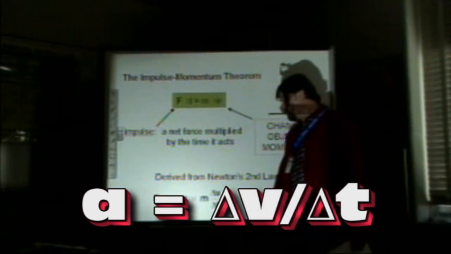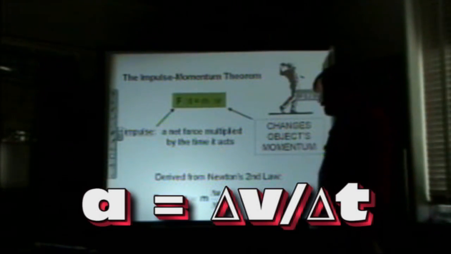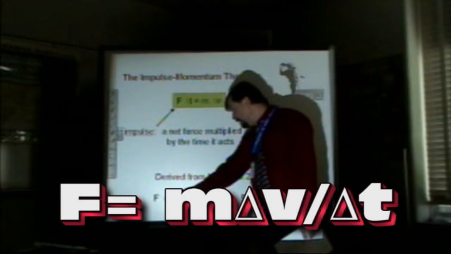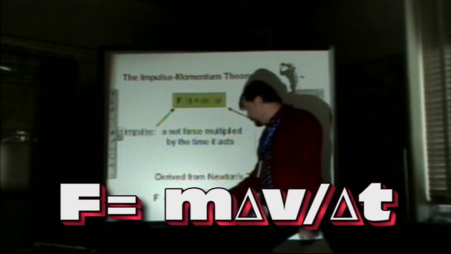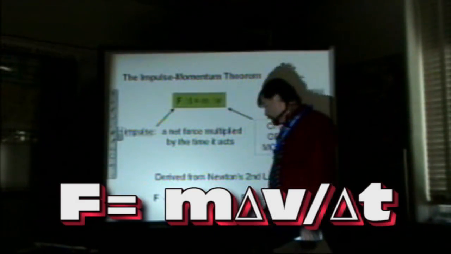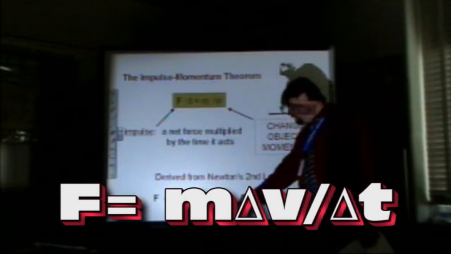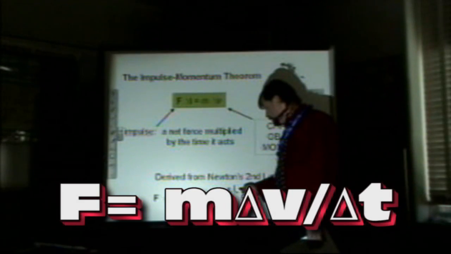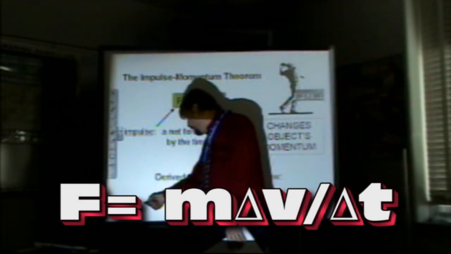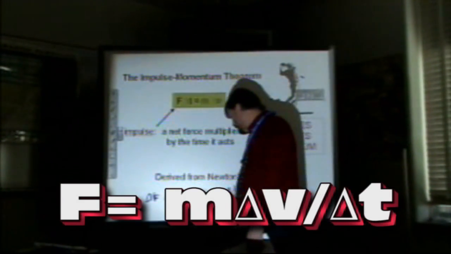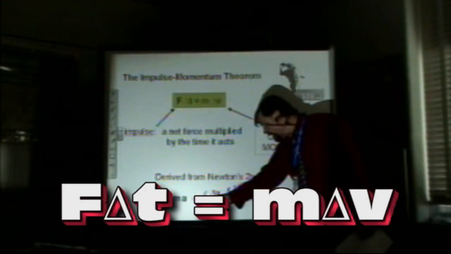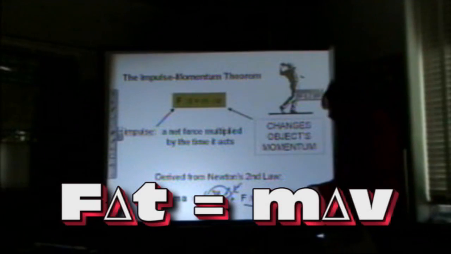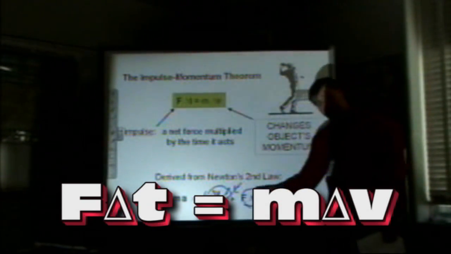Simple kinematic equations that we used already, which means that if we have force equals mass times delta V over delta T, and we multiply this side by delta t, and then multiply this side by delta t, then these cancel out. You have m delta v, f delta t, and we see that right here. So we already knew this.